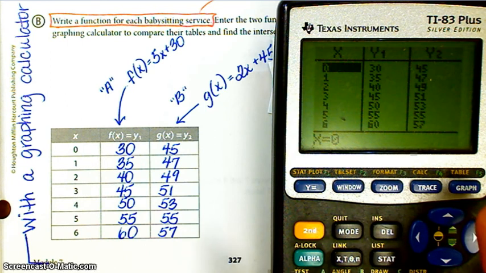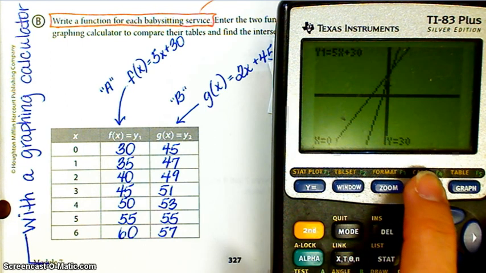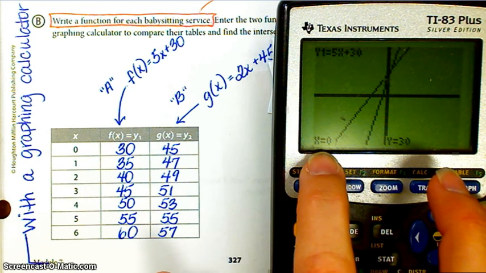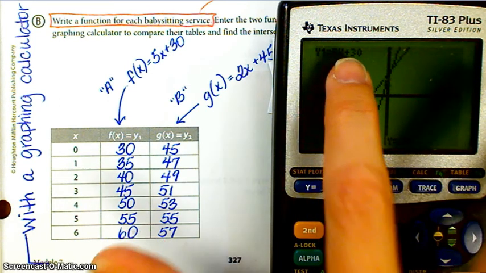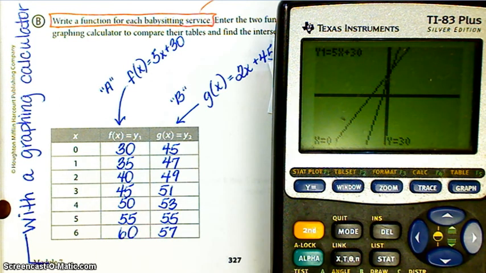Also, go to the trace button, and if I put in a 0 and hit enter, then it's going to tell me that the y is 30 when the x is 0 for the first value, for the first graph. Okay. When x is 5, my y value is 55, which is what it should be.